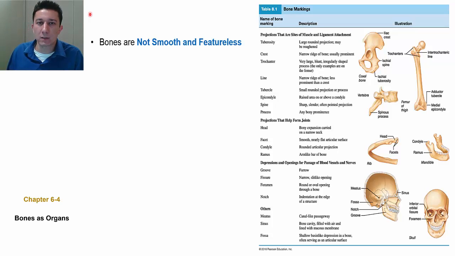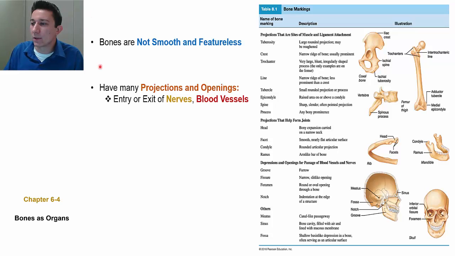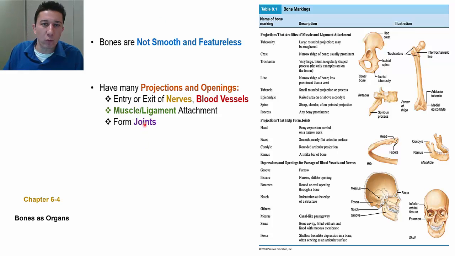So they have these various projections and openings within them that allow those muscles, those blood vessels, and those nerves to anchor or to pass through them. So they have many projections and openings associated with them. As I mentioned, many of these are entry and exit of nerves and blood vessels through bones. Muscle and ligament attachment is particularly important. A number of these projections also form joints between two bones. So we'll see some examples of characteristics or features on bones, or what the book calls bone markings, that are particularly important in forming bone-to-bone joints in the skeleton.